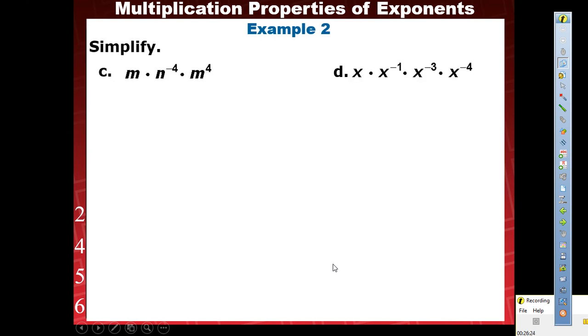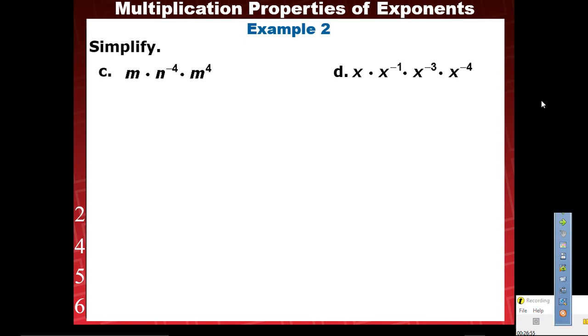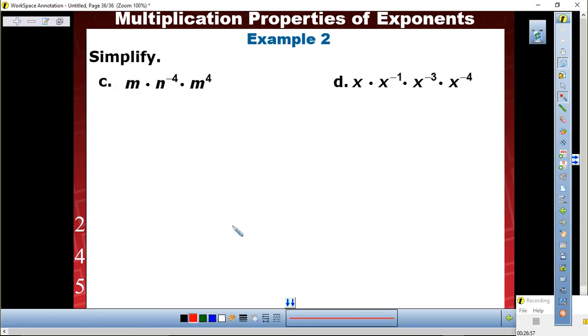Too easy, that one. Go. Example 2C and D. 2C is m times n to the -4th times m to the 4th. And D, we got x times x to the -1 times x to the -3 times x to the -4. Ready? You got 30 seconds. Go. Copy that, please, and go. All right, check with the neighbors, see what they got.